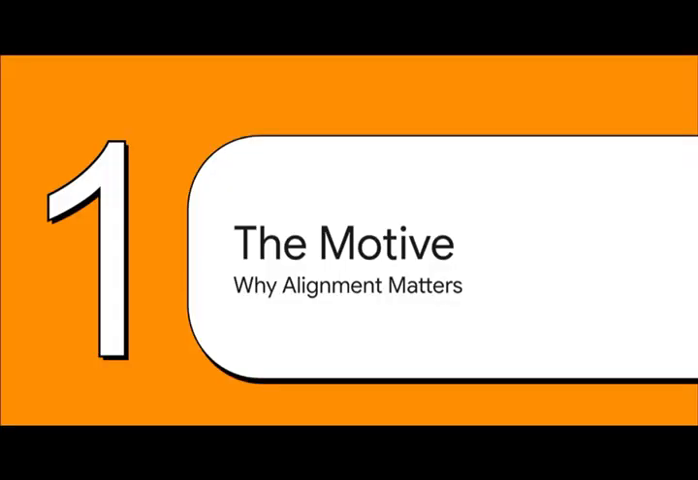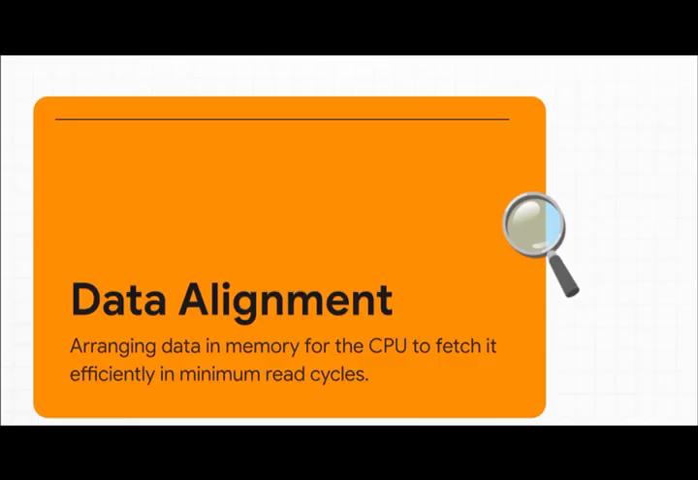To get to the bottom of this, we have to start with the motive. Why would a compiler, which is supposed to be all about efficiency, intentionally add extra, unused space to our data? Well, as it turns out, it's all about keeping the CPU happy, and it all comes down to performance. And that brings us to the key concept here, data alignment. You see, data alignment is all about how we arrange our data in memory so the CPU can grab it in the fastest, most efficient way possible. And trust me, a happy CPU is a fast CPU.